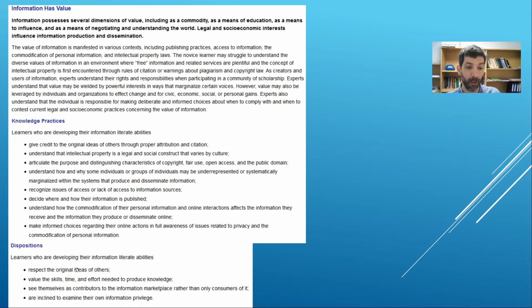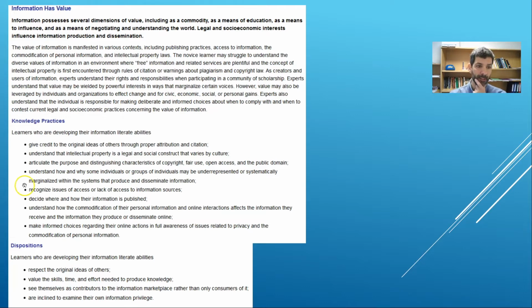Are inclined to see themselves as contributors to the information marketplace rather than consumers of it. So to stay with the metaphors of information has value, your job as a university student is no longer just to bank information and then make a withdrawal when your exam comes. At university, you should be contributing to the scholarly conversation, to reference one of our other frames, okay? And you're inclined to examine your own information privilege, okay? We'll talk a lot more about that.